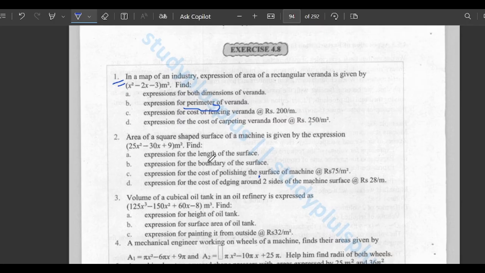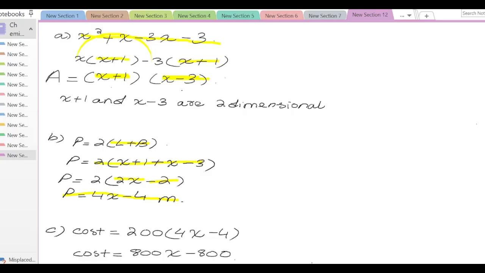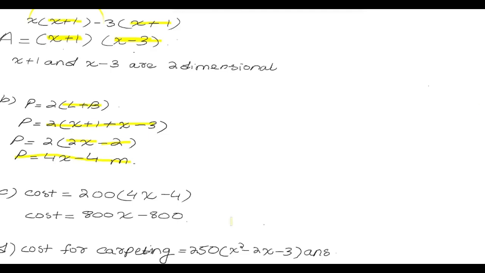Now if you look at the third part, we need to find the expression for the cost of fencing the veranda at 200 rupees per meter. So if you look at the unit, it is meter. So that means that we are going to multiply this cost, which is 200 rupees, with the perimeter. We just write cost is equal to 200 multiplied by the perimeter, which is 4x minus 4. So that results in 800x minus 800.